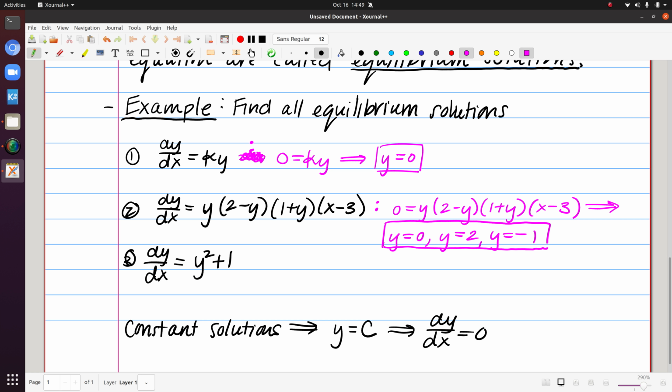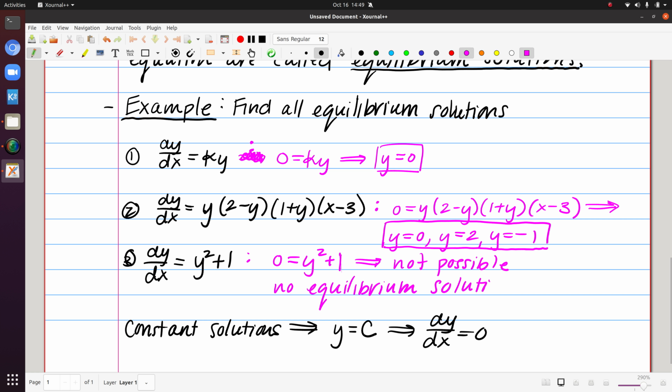And then finally, this last one, again, we would set 0 equal to y squared plus 1. And notice that in this instance, it's not possible for y squared plus 1 to equal 0. So what we're seeing here is that sometimes you'll have one where there are no equilibrium solutions. So you could have just one, you could have multiple, or you might have no equilibrium solutions at all. But the key thing is it should always be relatively simple to find any equilibrium solutions. Solving for the general solution to a differential equation can be quite complicated.